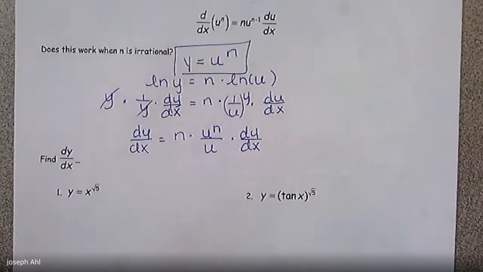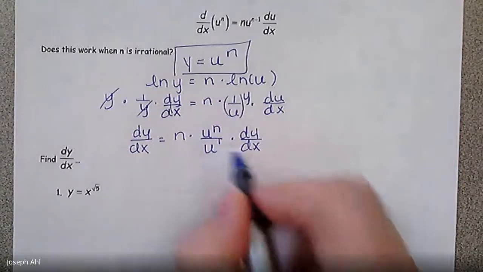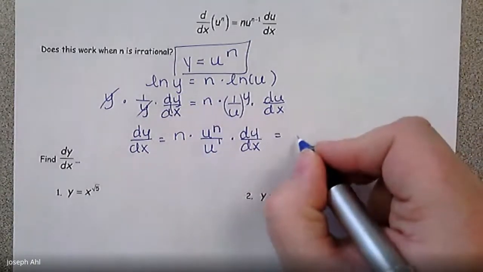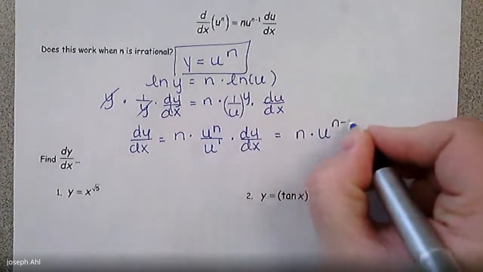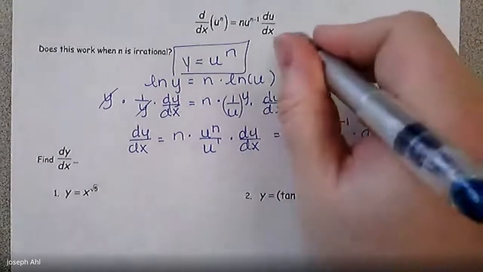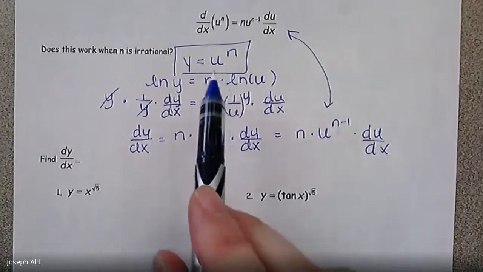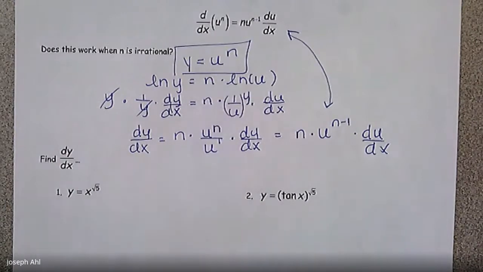And in one last simplification step, we know if we have two things with the same base and we're dividing, we would subtract the exponents. So this becomes n times u to the n minus 1 du dx, matching exactly what we started with, which we know is proven true for rationals and integers and things of that nature. So even if n is an irrational number, we can still use our power rule to be able to find the derivative.